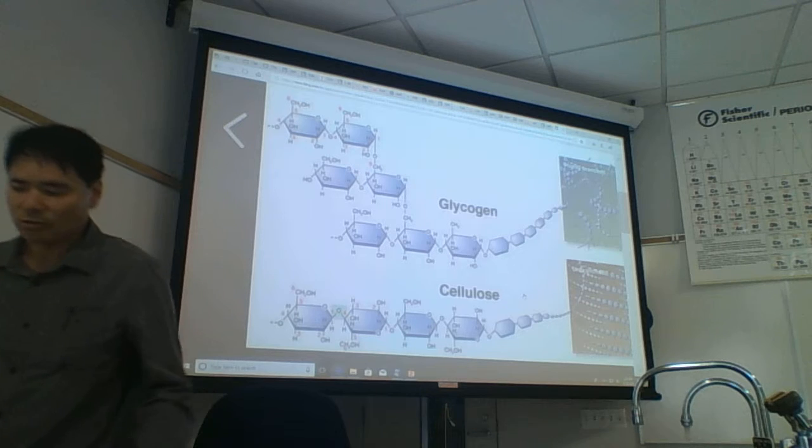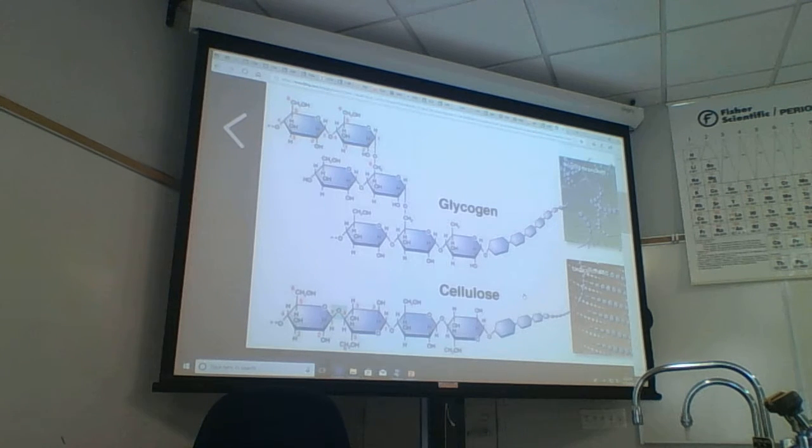Anyway, it's this kind of situation. But trees only make one form. They aren't going to make glycogen. And our bodies only make glycogen. It doesn't make cellulose. And so biological systems are already doing this, but for chemical systems, it's when you react these things.